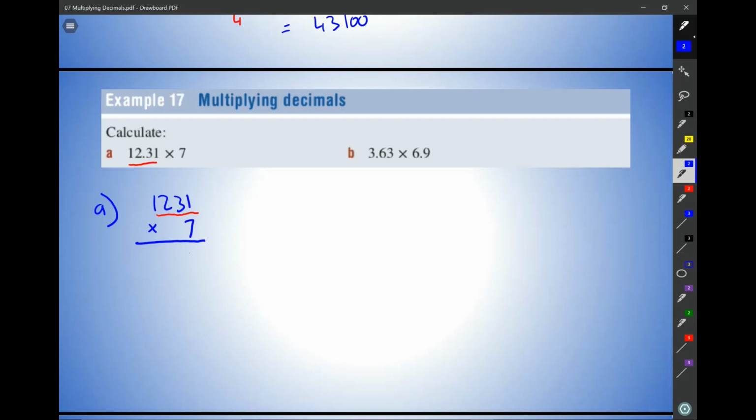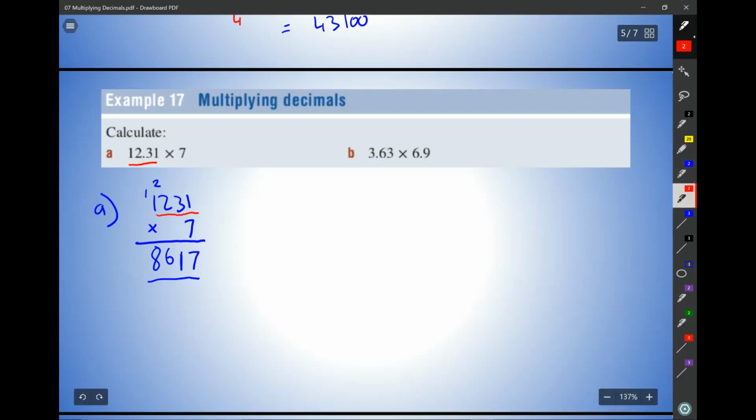1 times 7 is 7. 3 times 7 is 21, carry the 2. 2 times 7 is 14, plus 2 is 16, carry the 1. 1 times 7 is 7, plus 1 is 8. So this is the answer.